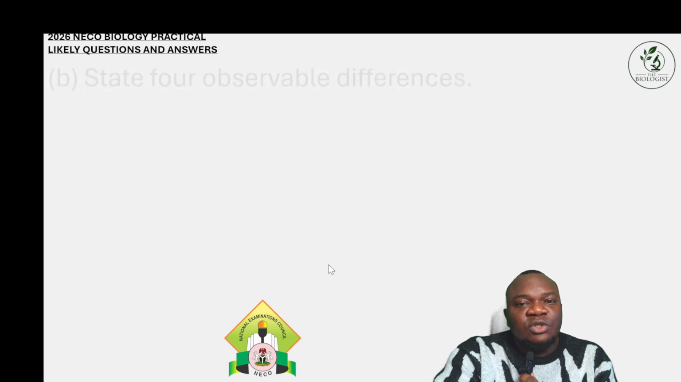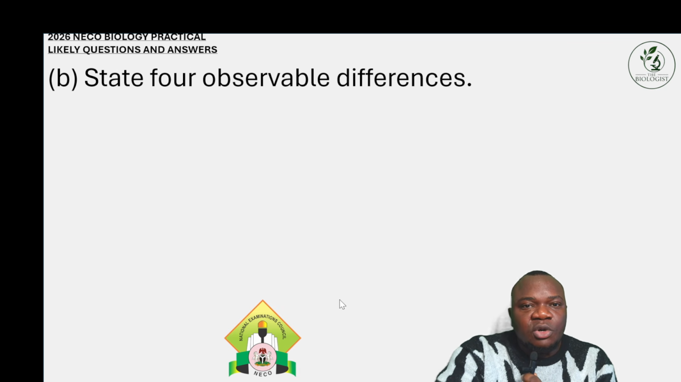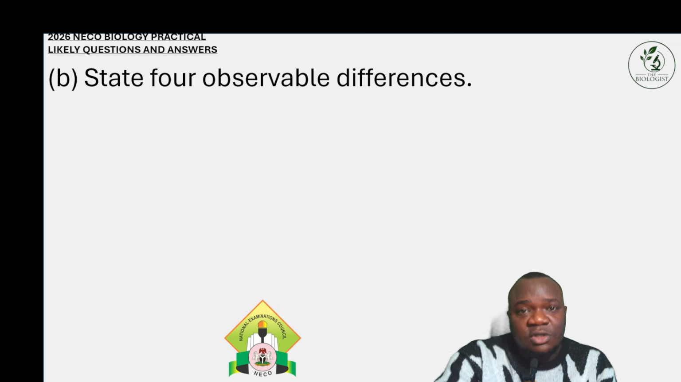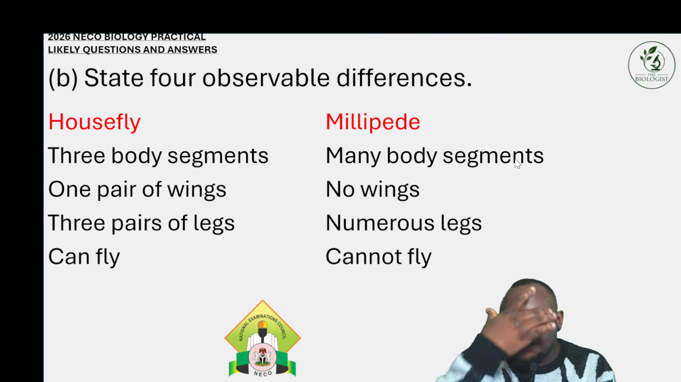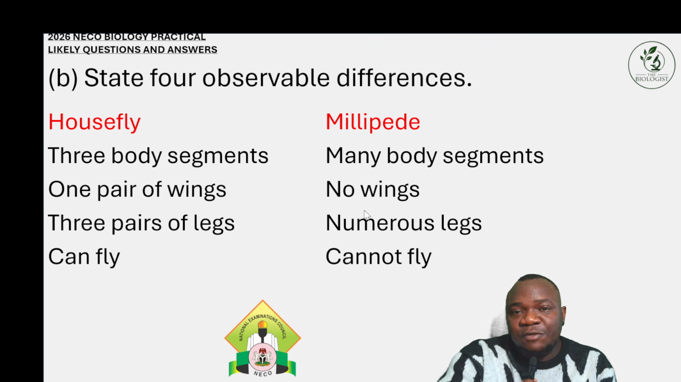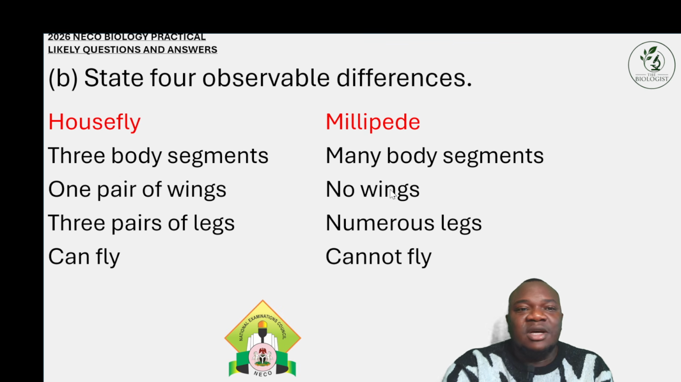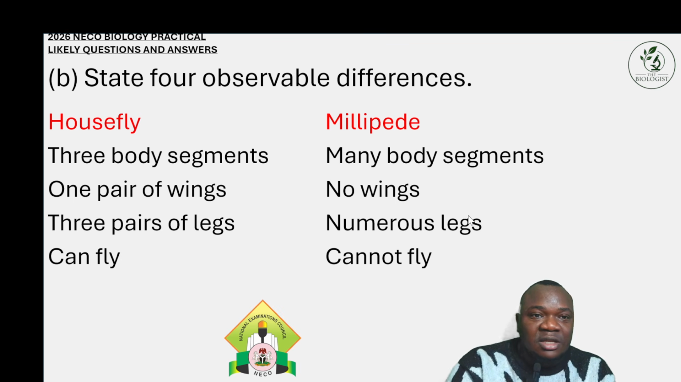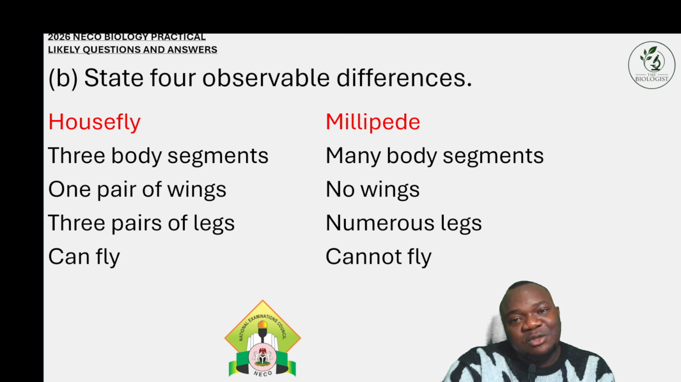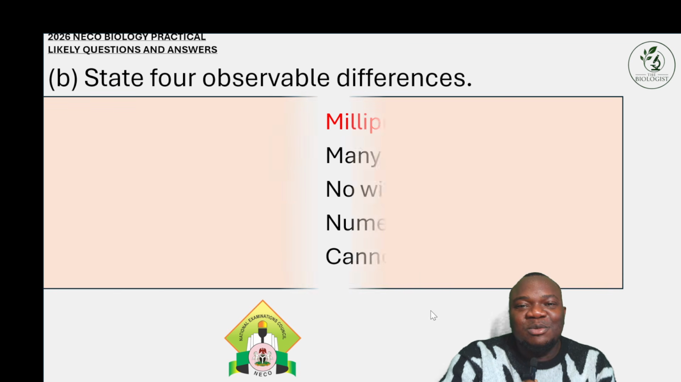All right. So for the next one, state four features, and how these features make both of them differ from each other. So for housefly, they have three body segments, millipede, many body segments. So just go through all of them. Look at the millipede, it doesn't have wings, and insects have one pair of wings, and three pairs of legs. Millipede have numerous legs, and housefly can fly, and millipede cannot fly. So these are just differences between both of them.